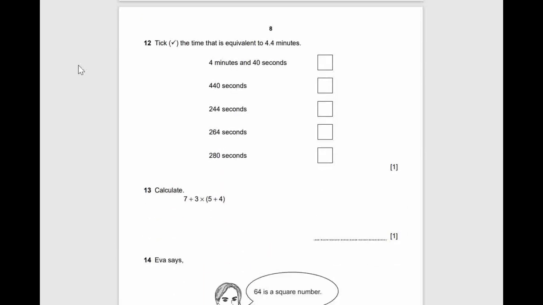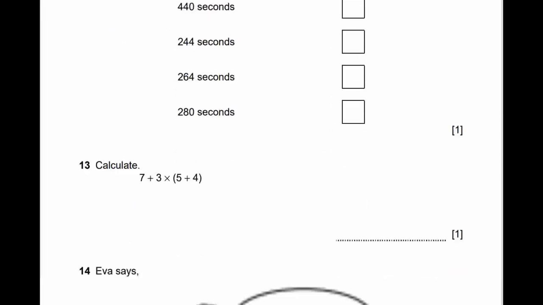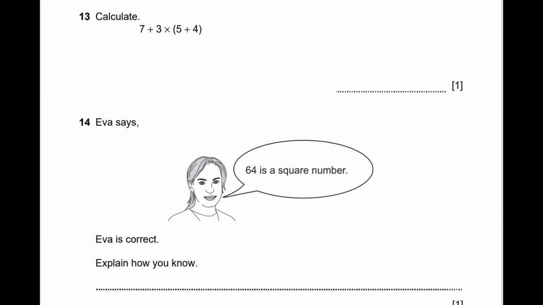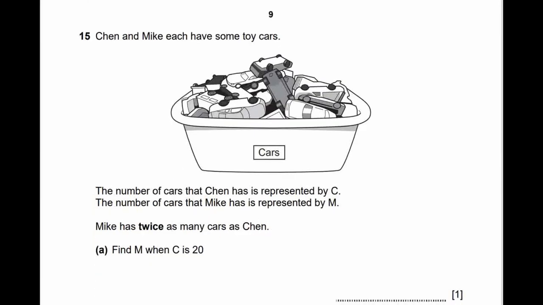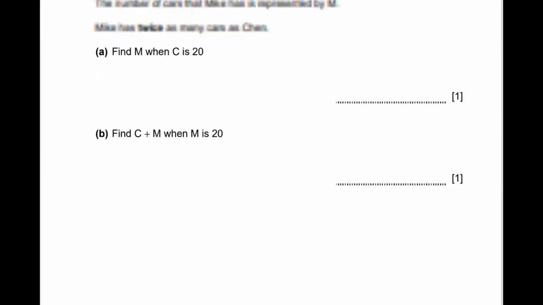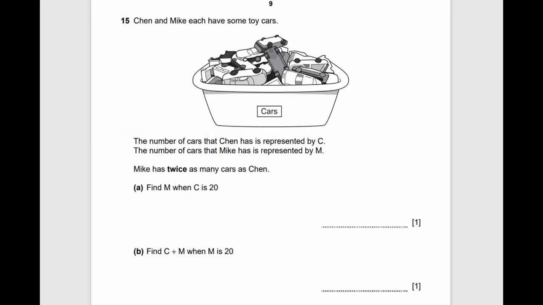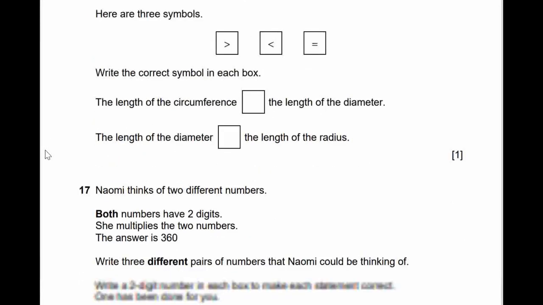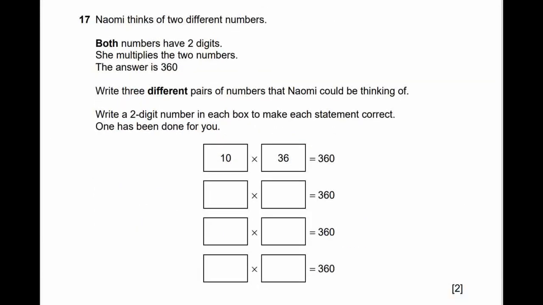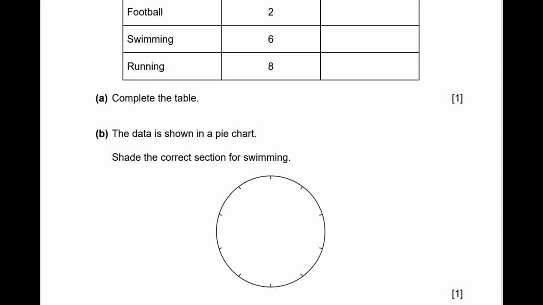Next is question 12, page 8. Question 12 and question 13 and 14. Still page 8. Next we move on to question 15, page 9. And then for 15, there's 15a and b. Next is question 16, page 10. And then question 17. And then question 18, page 11. This is 18a and b.